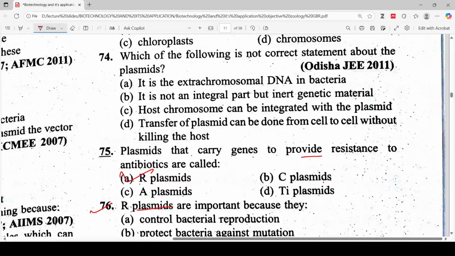Option A, it is extra chromosomal DNA in bacteria. Option B, it is not an integral part but inserts genetic material. Option C, host chromosomes can be integrated with the plasmids, and transfer of the plasmid can be done from cell to cell without killing the host. So the correct answer here is option B.